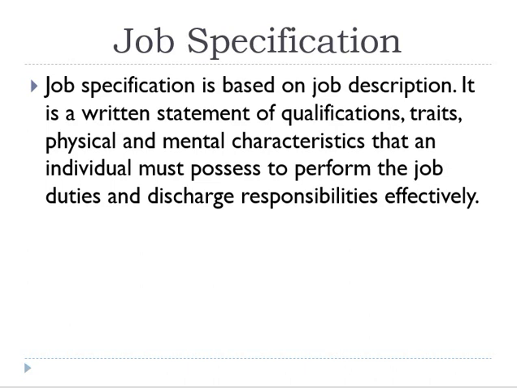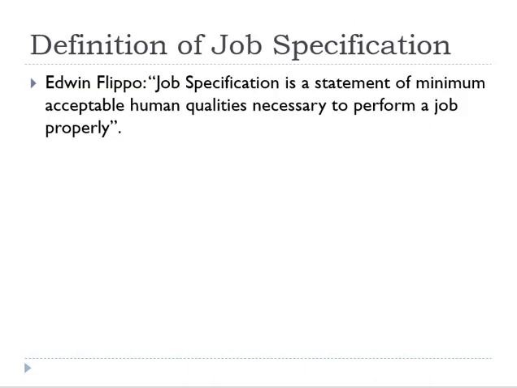So these are the basic requirements related to job specification: the qualification, the personal traits, the physical and mental characteristics of the individual to be selected for the job. Accordingly we take the decision whether we have to select that person for the job or not. As Edwin Flippo says, job specification is a statement of minimum acceptable human traits or qualities or human qualification necessary to perform a job properly. So these are the minimum requirements that a person should possess.